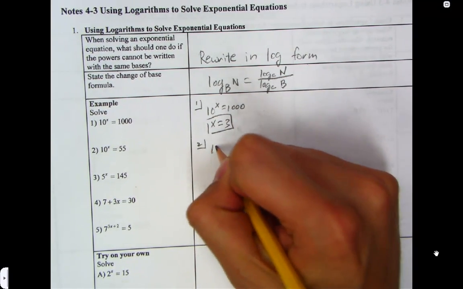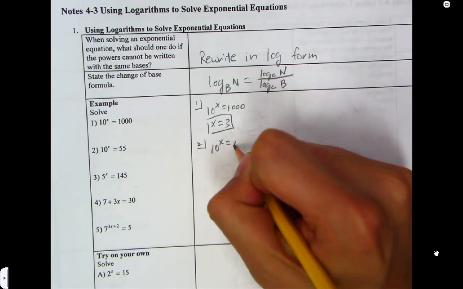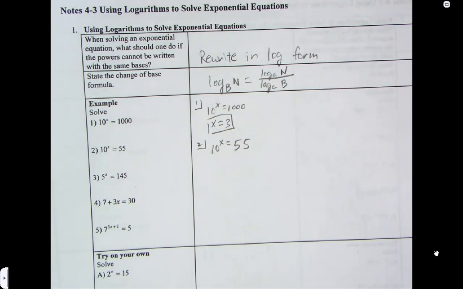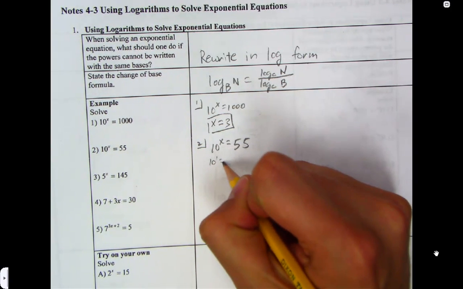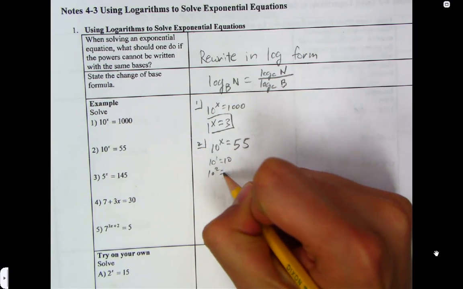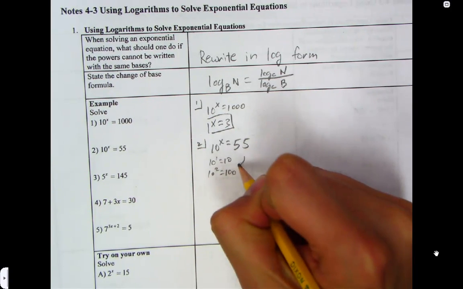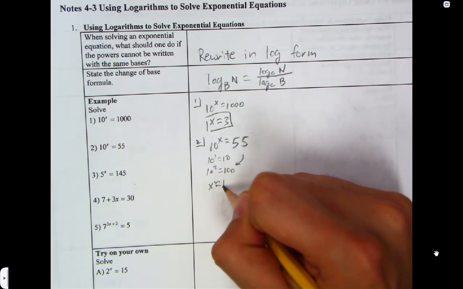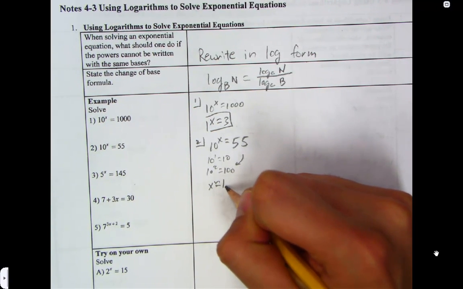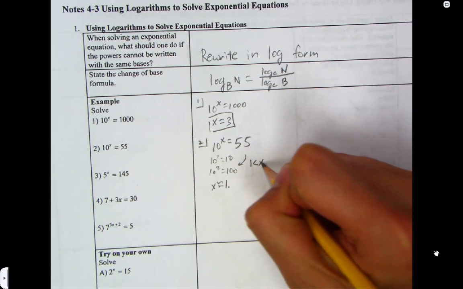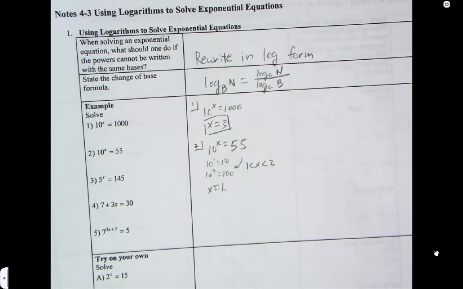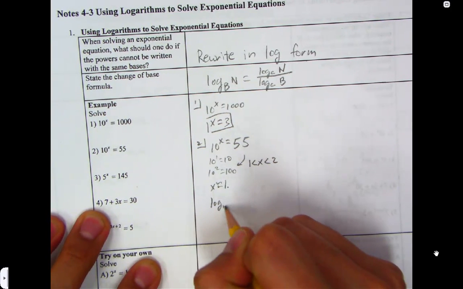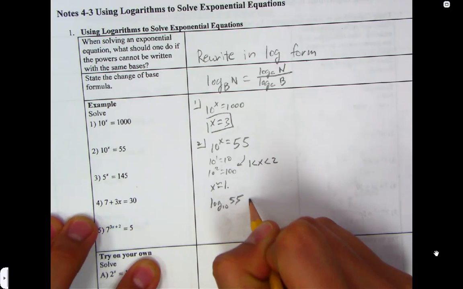2. 10 to the what power will give you 55? Now you try to write the same base, but you can't. Then you approximate and you say it's probably between 1 and 2. So we know that this is approximately equal to 1 point something. Alright, so now that we know how to put it in log form, we're going to go ahead and put it in log form. So log base 10 of 55.